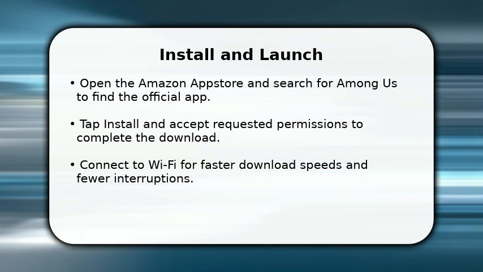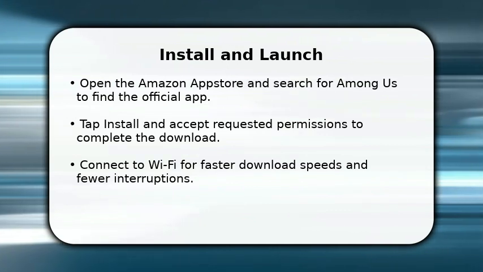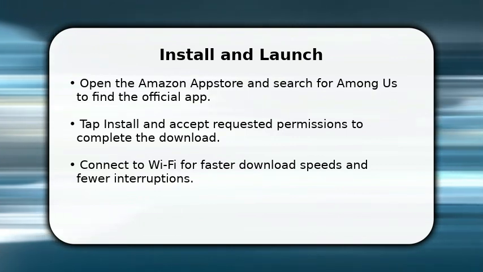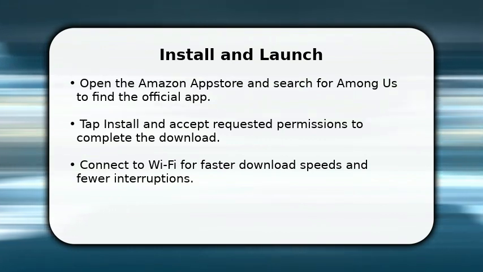Open the Amazon App Store, search Among Us, tap Install, accept permissions, and wait for the app to finish downloading. After installation, tap Open, sign in with your account or play as guest, then allow notifications and storage access if prompted to ensure smooth performance and saved progress.